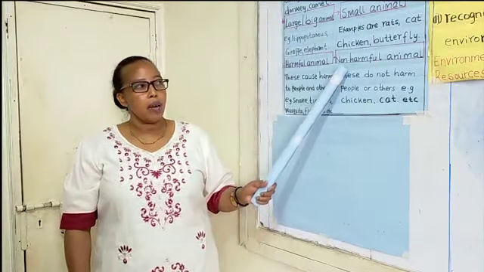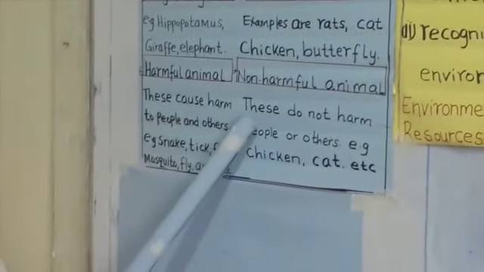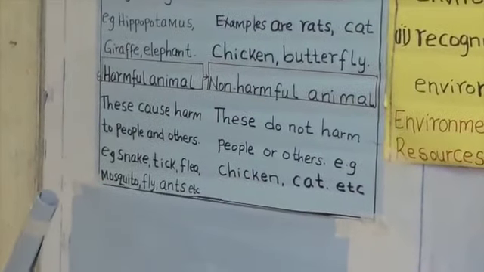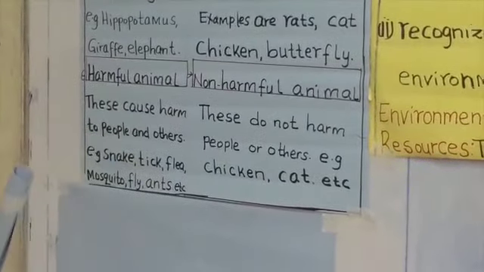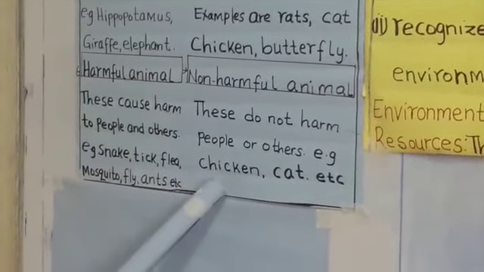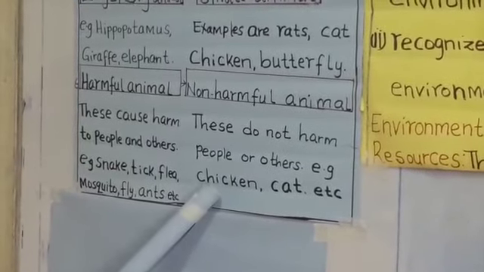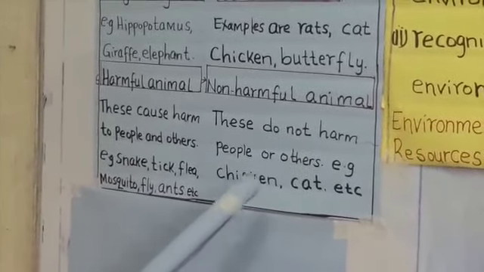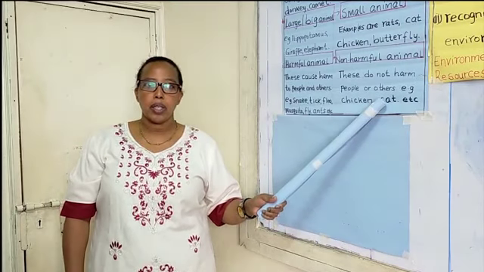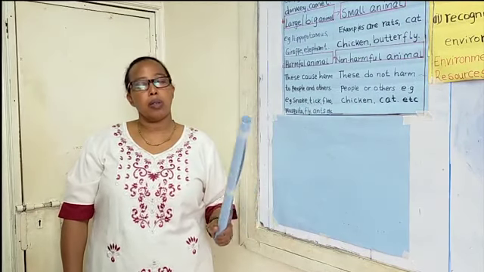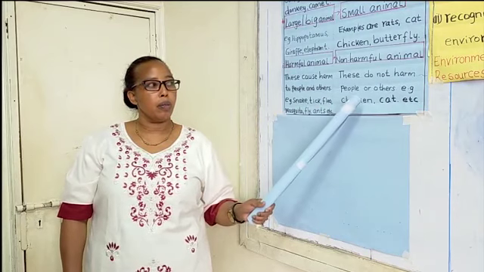When we come to non-harmful animals, these ones do not harm us, although if they are attacked, they can do harm. So an example is a chicken. Chicken is very calm unless you disturb it. A cat is also very calm, but if you disturb it when it is eating, for example, meat, it will also harm you. So you have to be very careful.